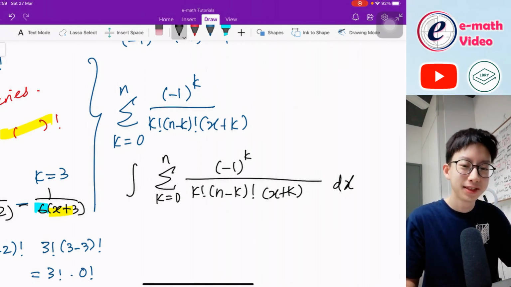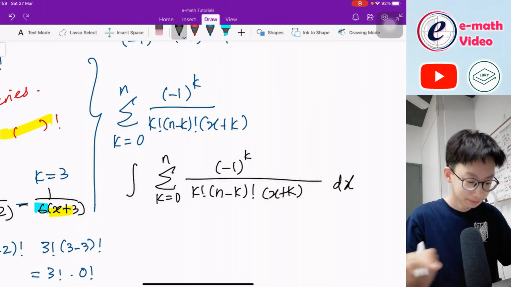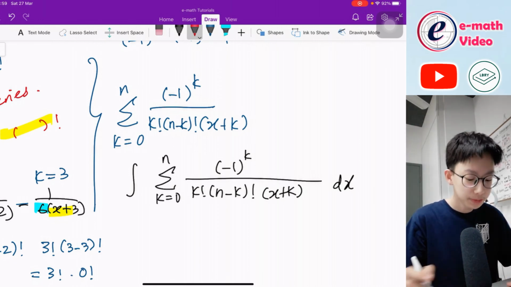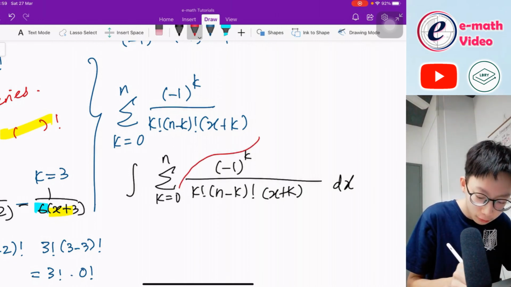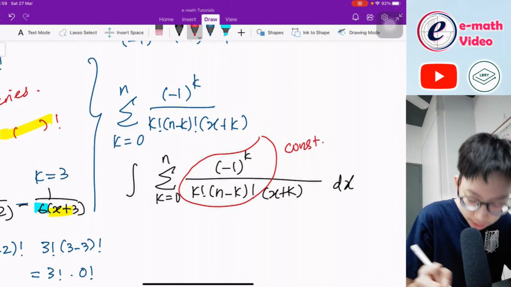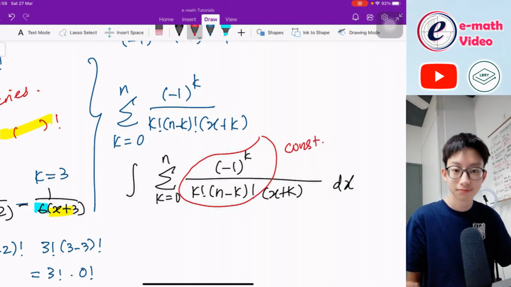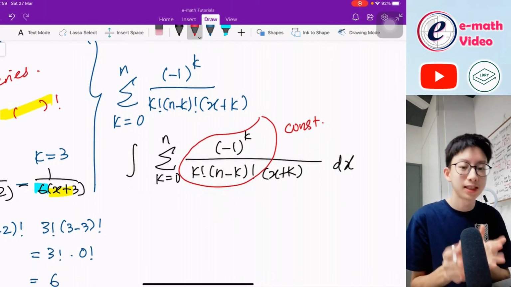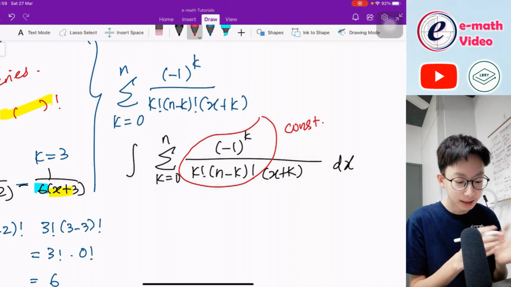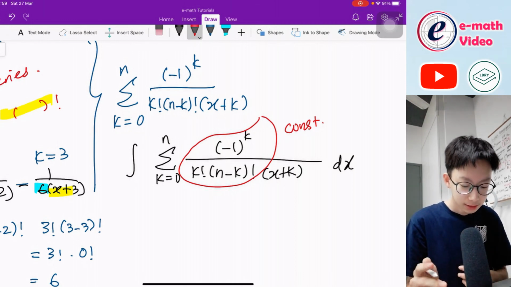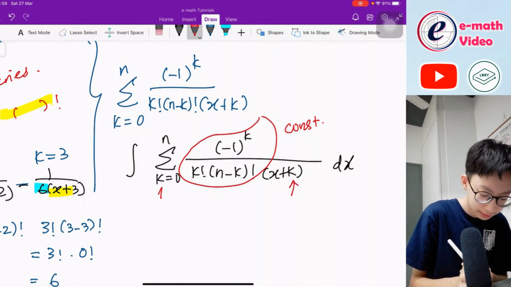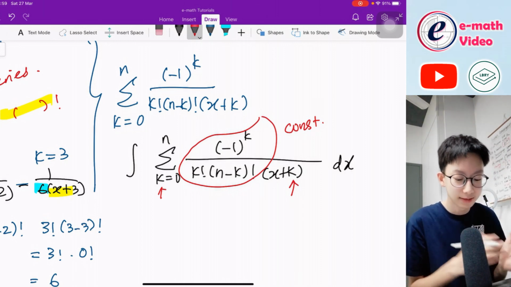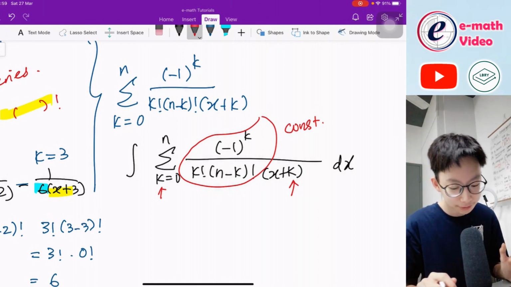Okay, how do we integrate this? It looks scary, isn't it? But don't worry, because we are integrating with respect to x, which means all the n, all the k, they are all constant. Right? But take note of it. We can't just take out the sigma notation and throw it outside, because we still have a k here, and you know what I mean? The k is inside the sigma notation, so we just can't take the whole thing out. But we still can integrate this, isn't it?